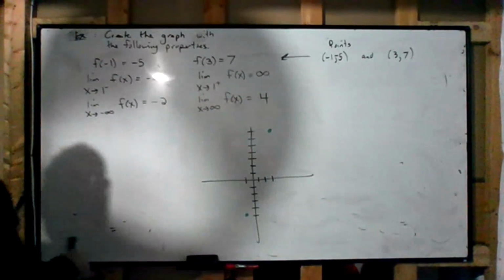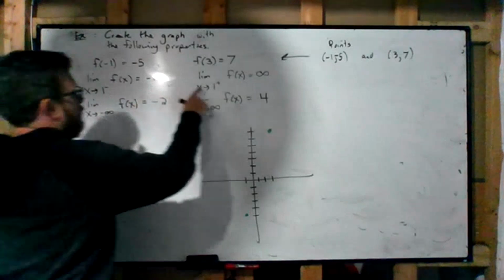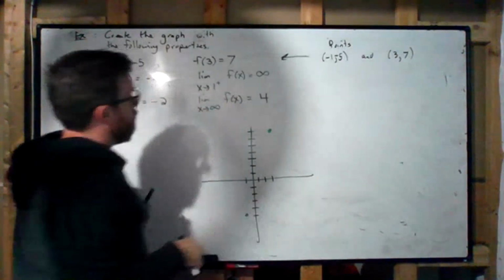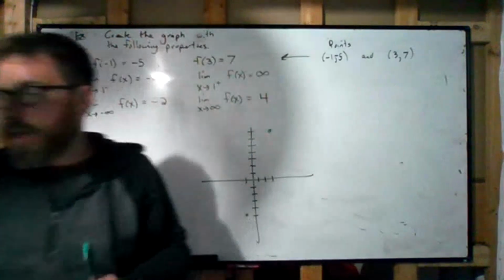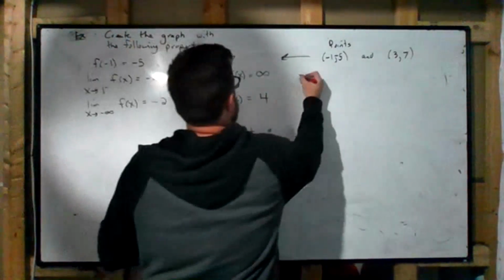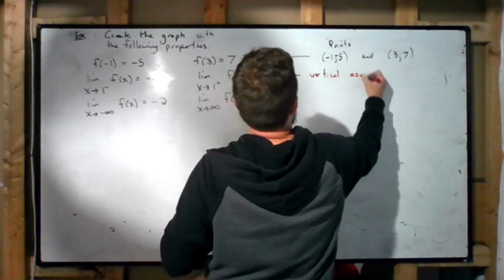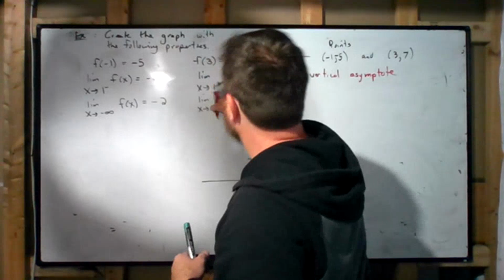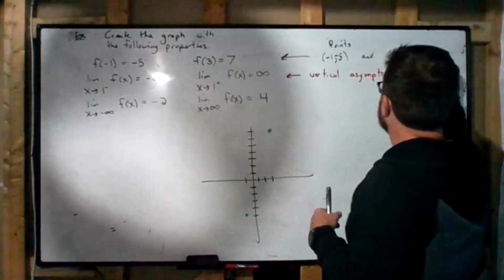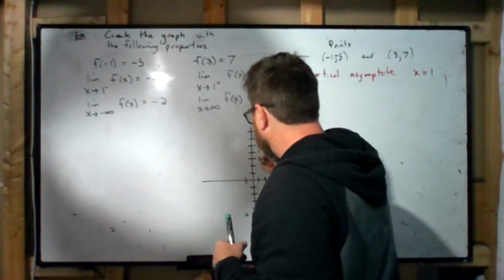All right. Next, it says as I approach 1 from the left, it's negative infinity. As I approach 1 from the right, that's positive infinity. If you're shooting off to infinities and negative infinities, you're talking about a vertical asymptote. So it's a vertical asymptote at x equals 1. At 1 right here, I've got a vertical asymptote.